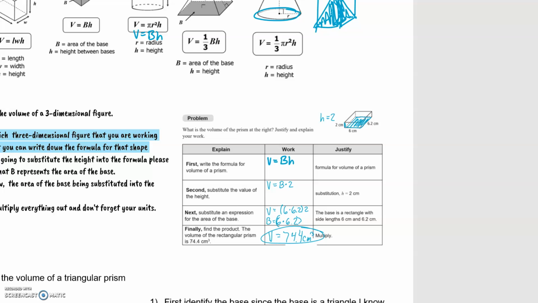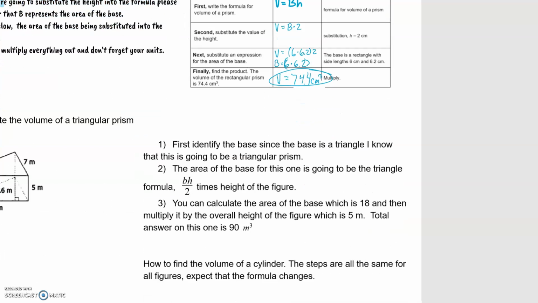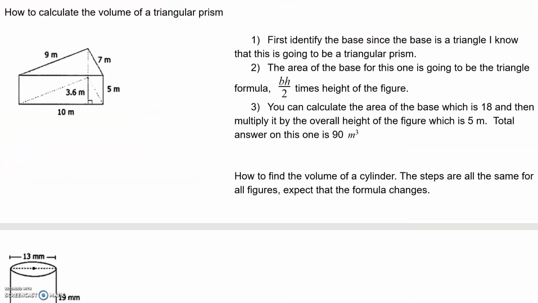Okay, so let's go ahead and take a look at if we had a triangular prism. If we're given a shape and we're not quite sure what it is, we always take a look to see what the shape of the base is. In this shape, it is a triangle, so volume equals the area of the base, which is capital B, times the height. So first identify the base. Since the base is a triangle, I know that this is going to be a triangular prism.